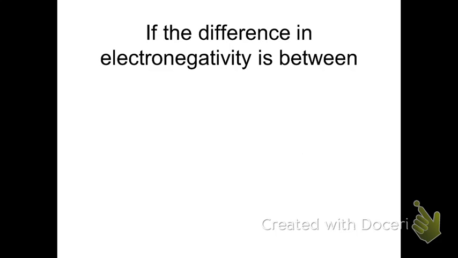So you should recall that electronegativity increases as you go up a group and across a period, leaving fluorine to be the most electronegative element and francium to be one of the least electronegative elements. So, keeping that in mind, let's look at some differences in electronegativity.